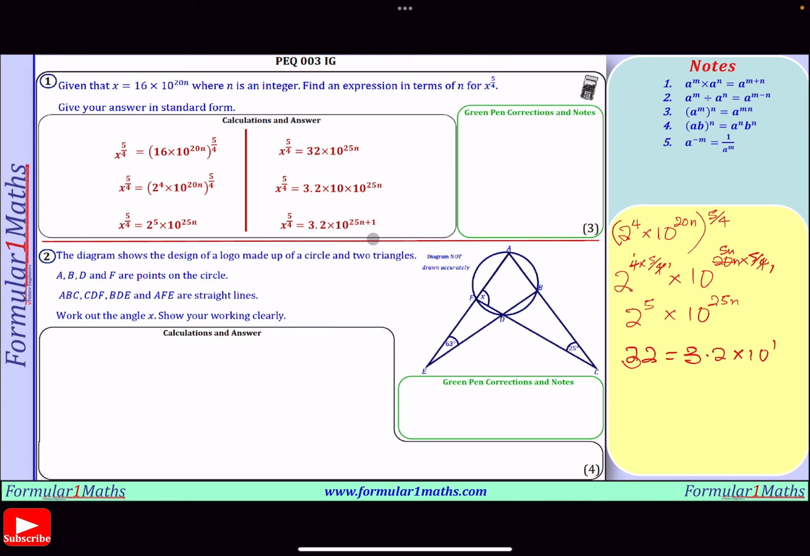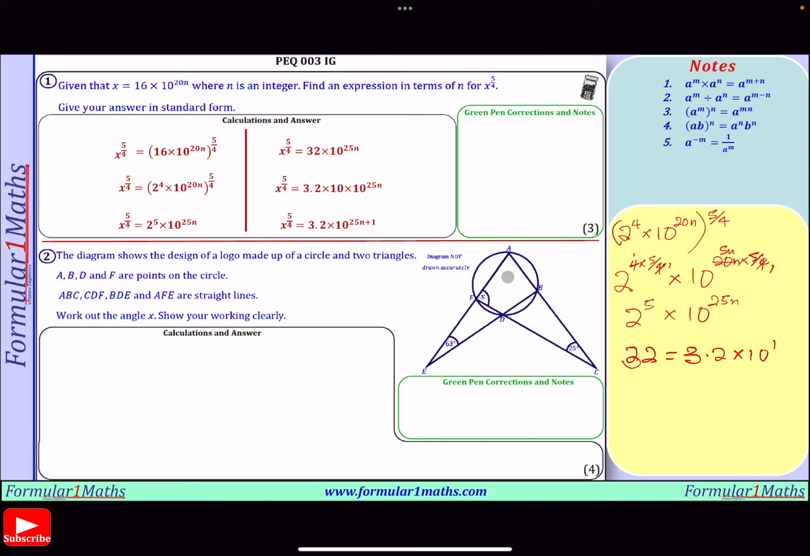Question 2. The diagram shows the design of a logo made up of a circle and 2 triangles. A, B, D, and F are points on the circle. ABC, CDF, BDE, and AFE are straight lines. Work out the angle x, showing your working clearly.